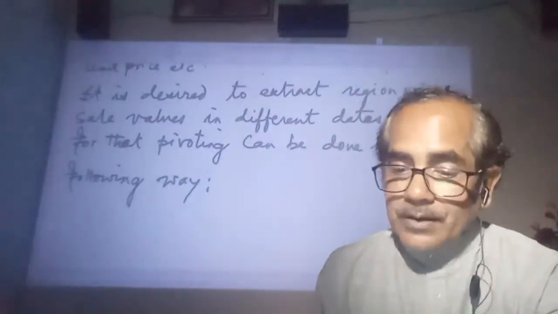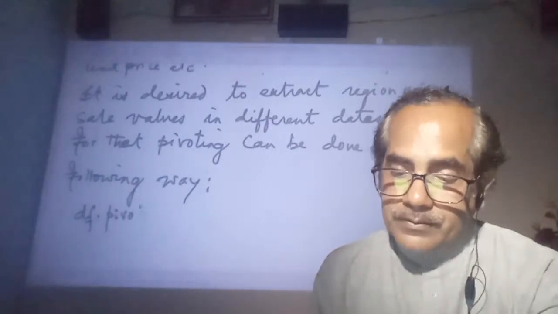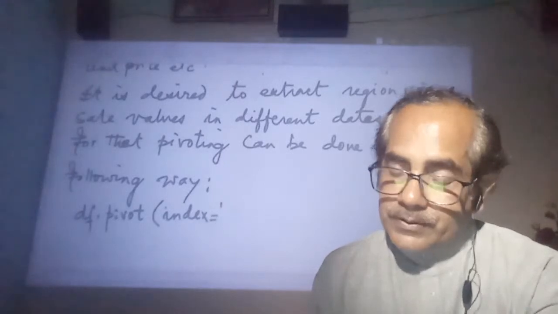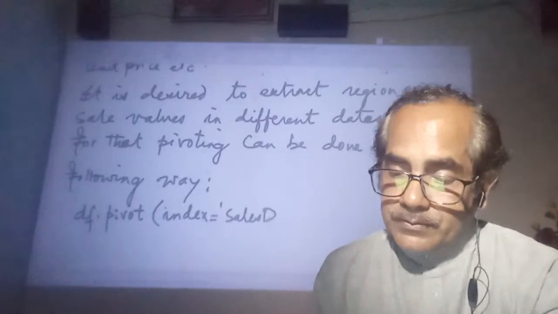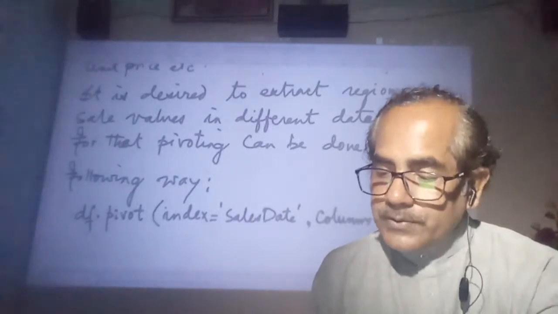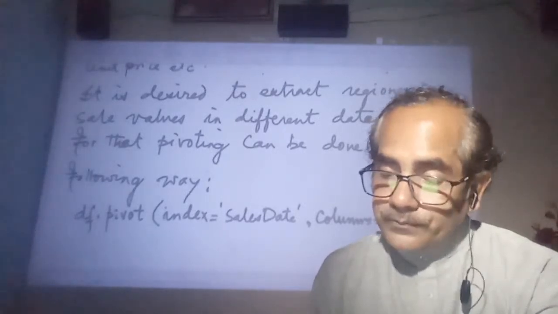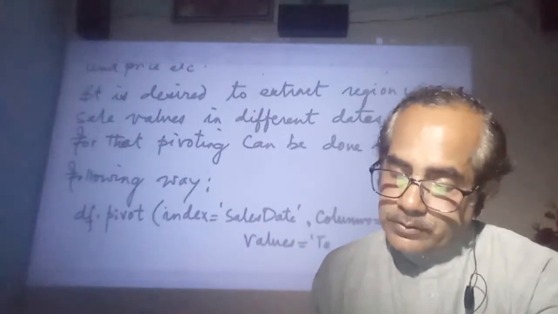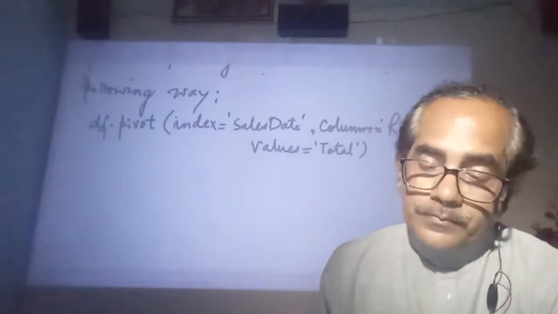Like here what I write, df dot pivot, index equal to, this index must have no duplicates, sales date, comma, columns equal to region wise, then region, comma, values equal to, let us say, total. Let us take it as X.